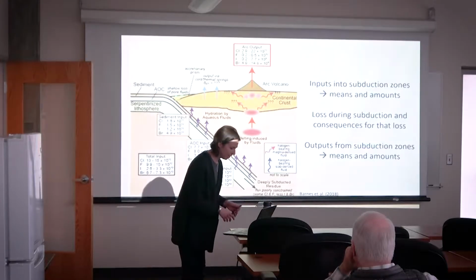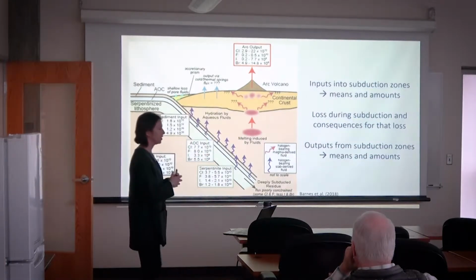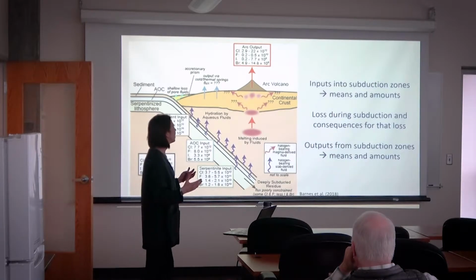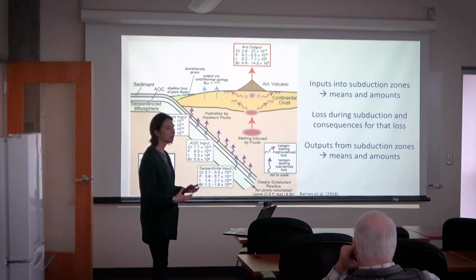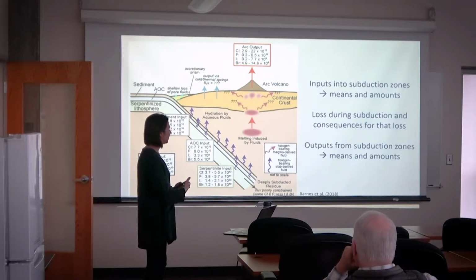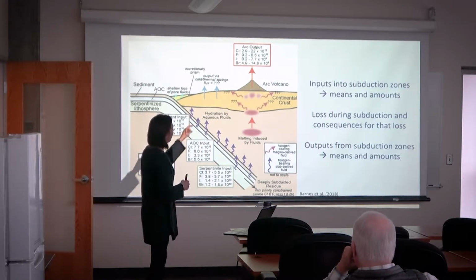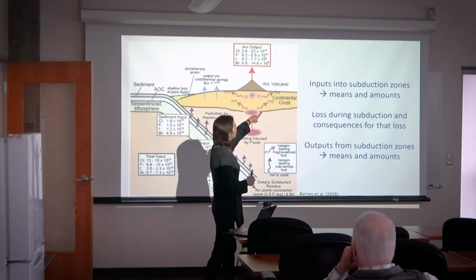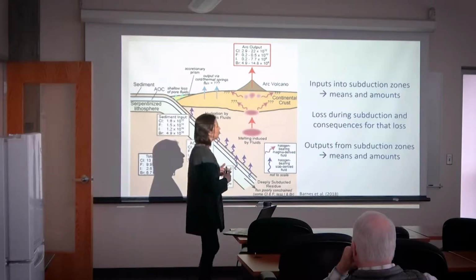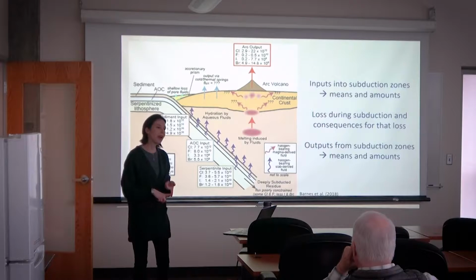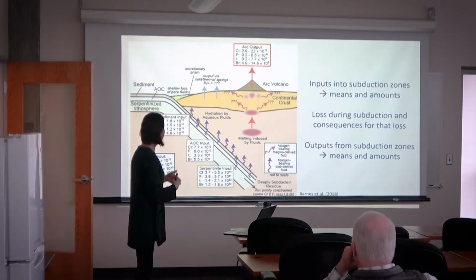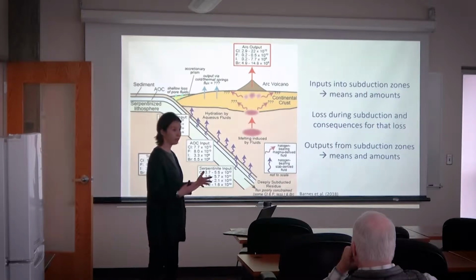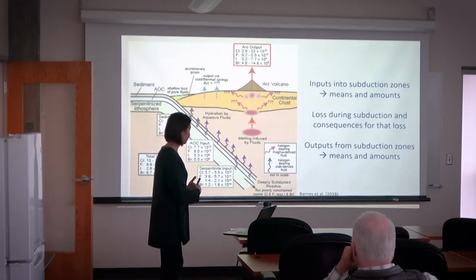Okay. So to begin with, like I said, the first part of my talk is going to be looking at an overview of volatile cycling through subduction zones, primarily focused on the halogens and also lithium and boron. So I want to start off by looking at inputs into the subduction zones, both by means and amounts. So where are the halogens sited? Sediments, altered oceanic crust, serpentinites, and then the amount in each one of those different reservoirs.